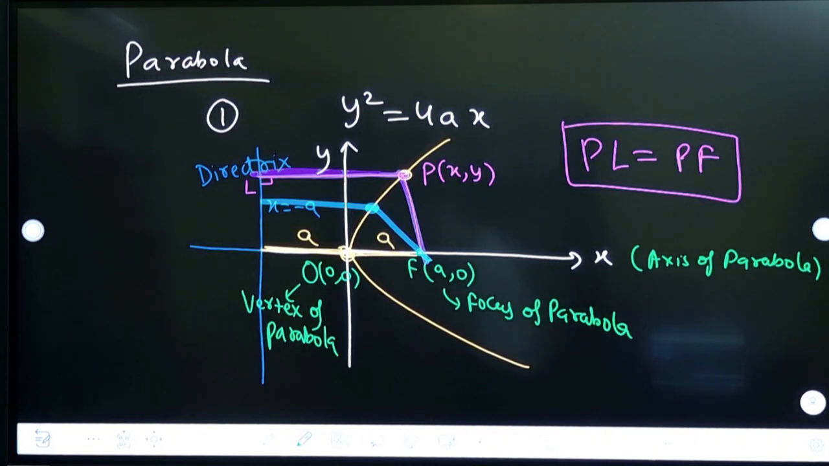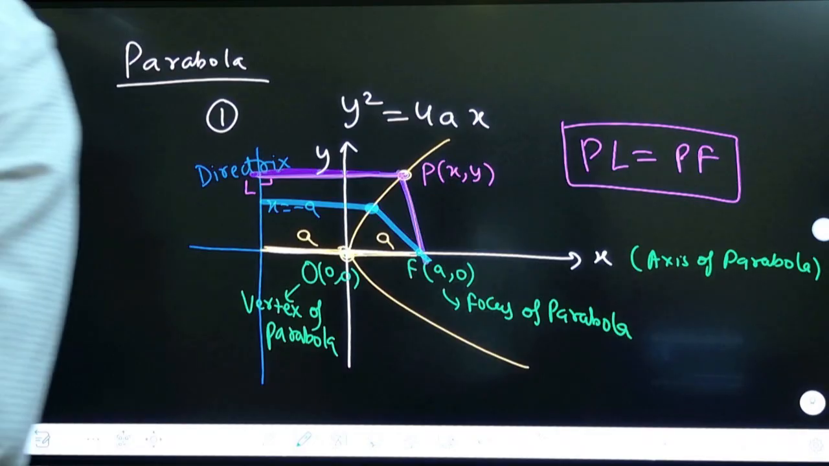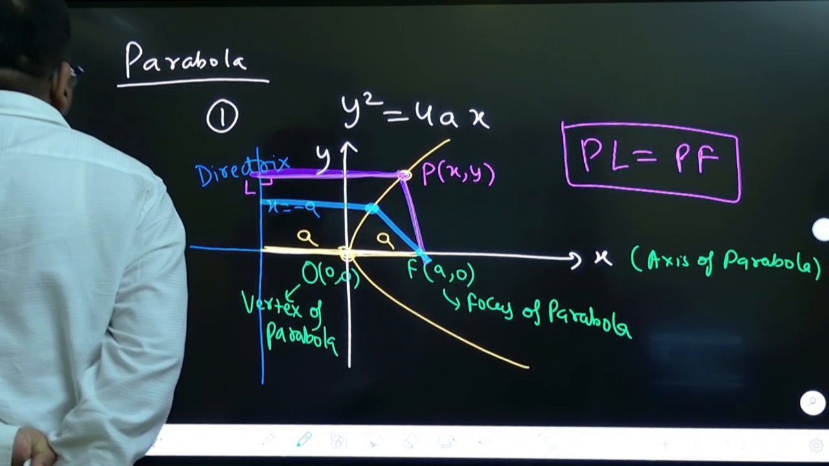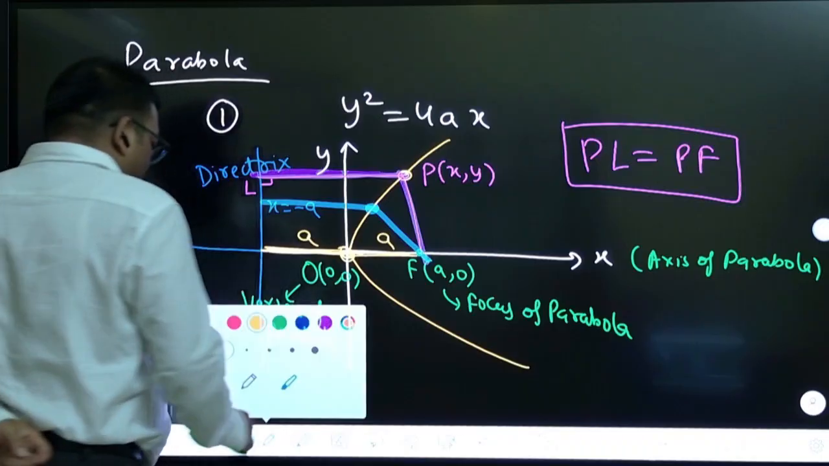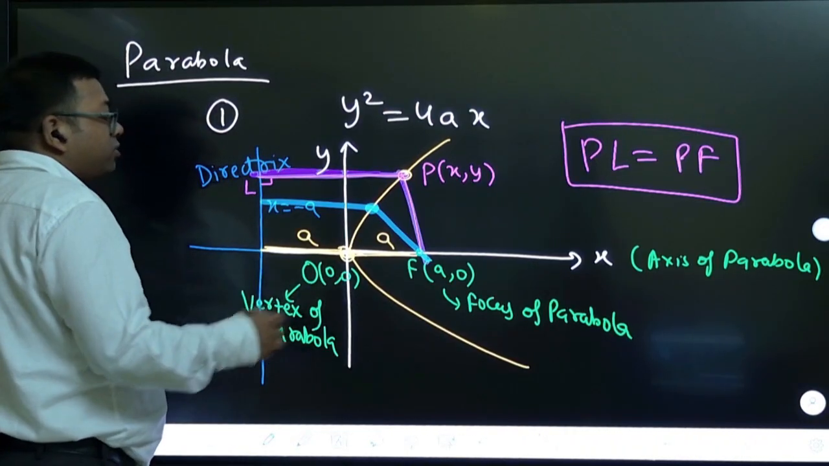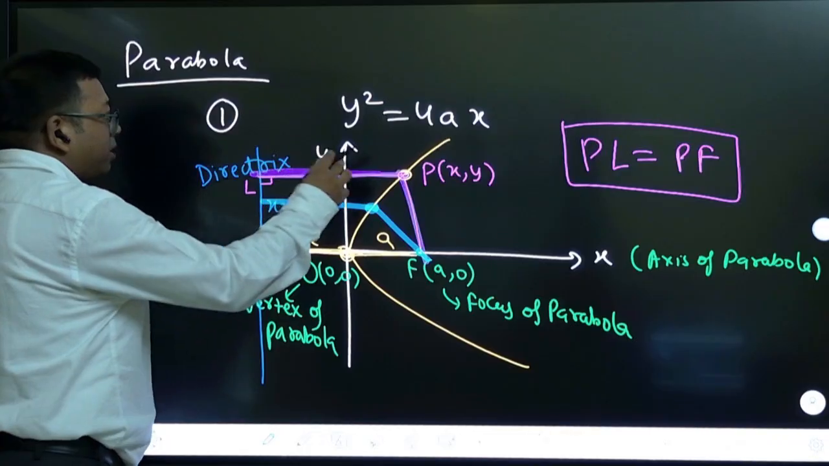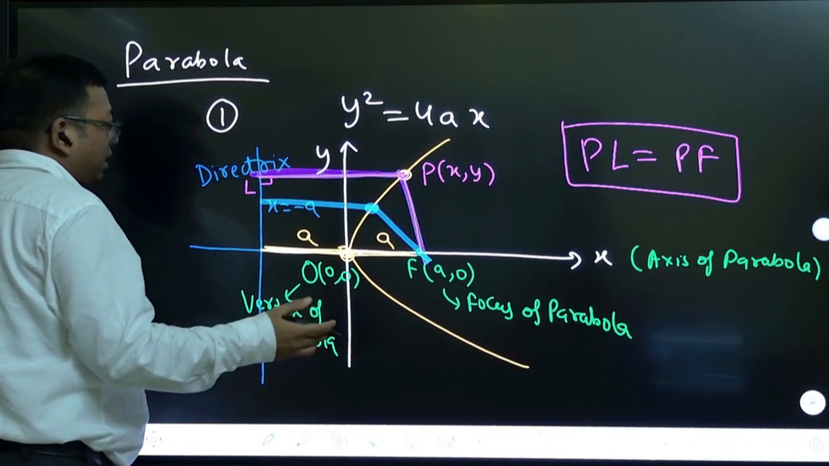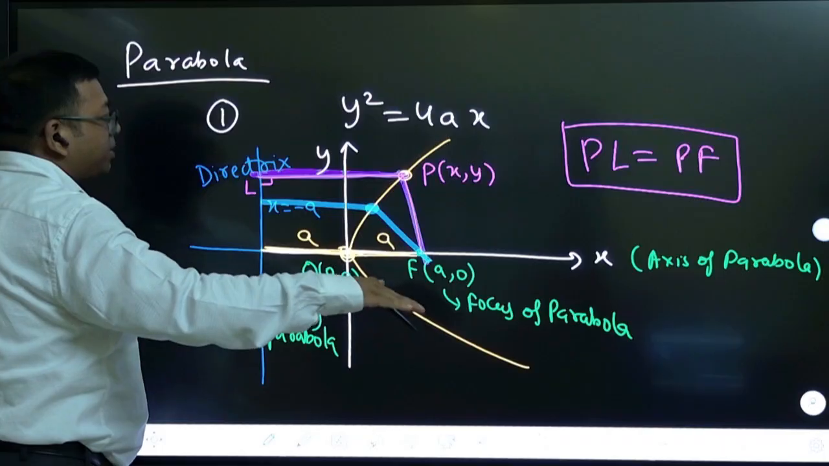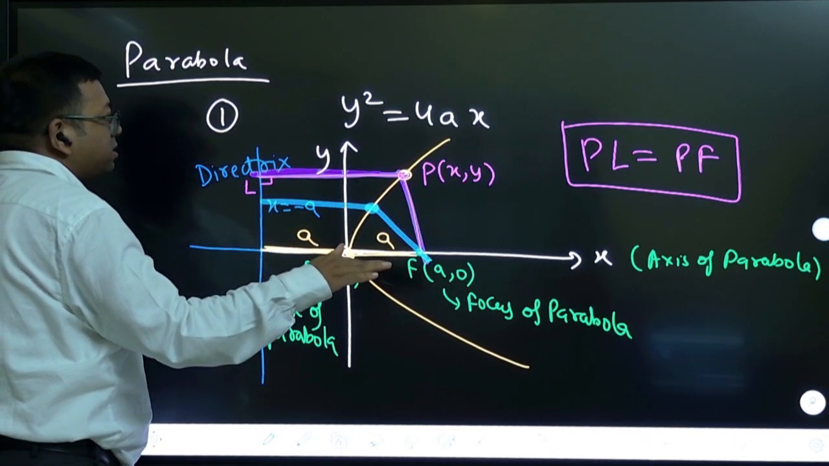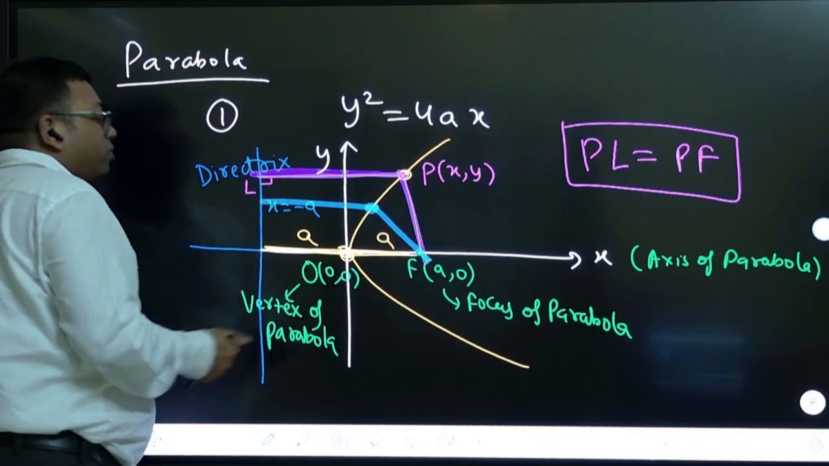Then we can prove it, but I am not going into detail of the definition of this. What is important for us to note is that this is the equation of parabola y square equal to 4ax. This equation is bending towards the positive x-axis, right? And this is the focus a comma 0.